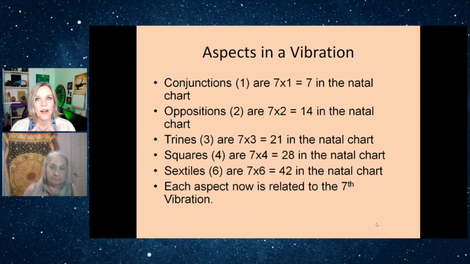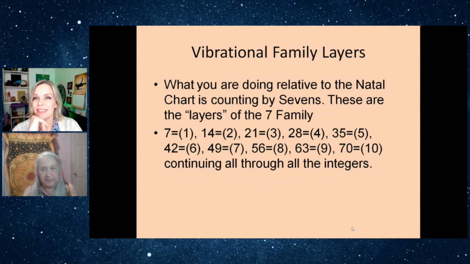Right. And it gives you another layer to look at. And like I said, it's not always exactly straightforward like that, but in the unfolding of learning the vibrations, we have discovered that that's the way it flows. And as you see it from a bigger perspective, you can see how everything flows together in that way. So it's pretty beautiful and amazing when you look at it. We've really basically talked about the vibrational family layers. What you're doing relative to the natal chart is counting by 7s. These are the layers of the 7 family: 7, 14, 21, 28, 35, etc. And this continues through all the integers. One of the miracles here is the paradox of infinity.